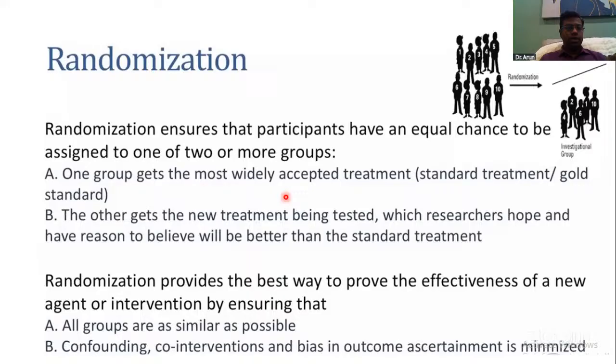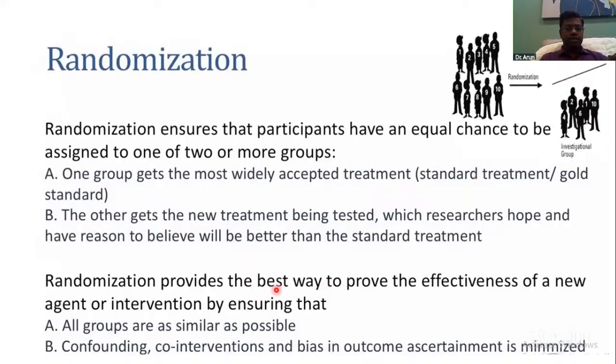One group gets the most widely accepted treatment, that is considered the standard treatment or gold standard. The other gets, along with this standard treatment, the new intervention being tested. Here, the hypothesis is that this group may get better clinical benefit than standard treatment. That may be true or false. That will be assessed at the end of the study.